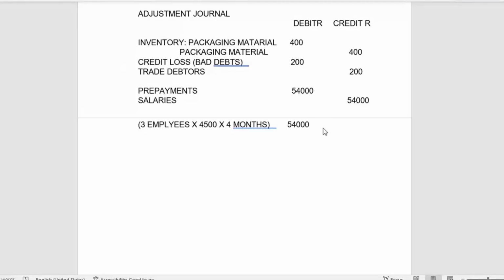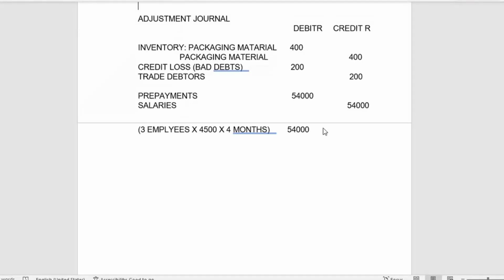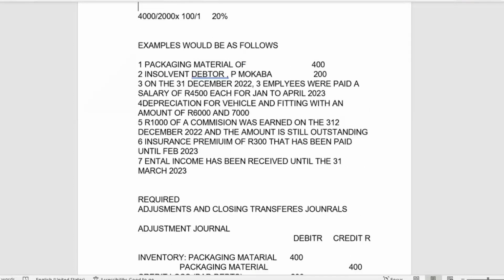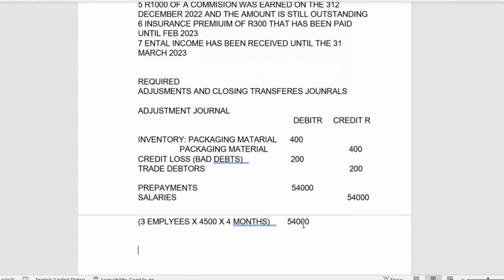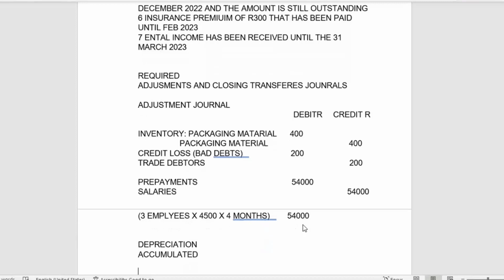We move on, and sorry, let me just look at transaction number 4. It says depreciation for the vehicle is 6,000 rand, and for the fittings is 7,000 rand. So we're still going to add those two. I think it's about 13,000 rand. So it's easy as well. Just say depreciation, and you will say accumulated. Remember that's the contra allocation account.